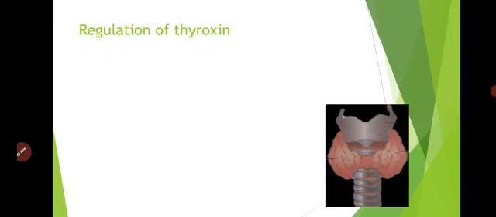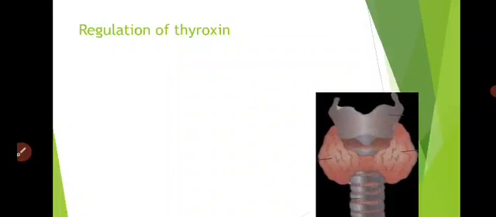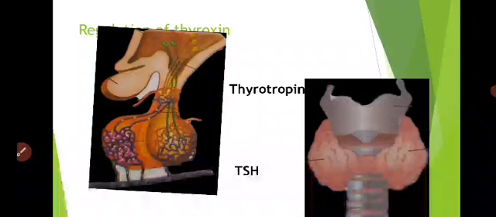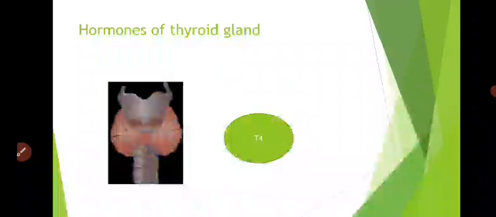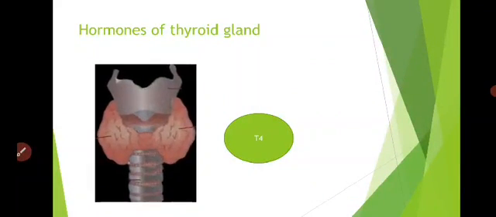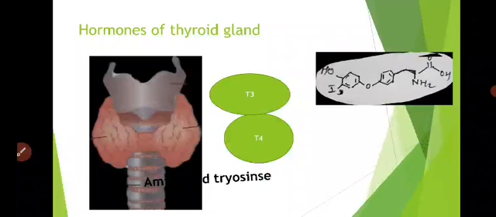and is regulated by thyrotropin of the pituitary gland. It is regulated by thyrotropin, TSH, of the pituitary gland by negative feedback. The functions of thyroxine. So the thyroid hormone produces the T3 and T4 hormones from the amino acid tyrosine.